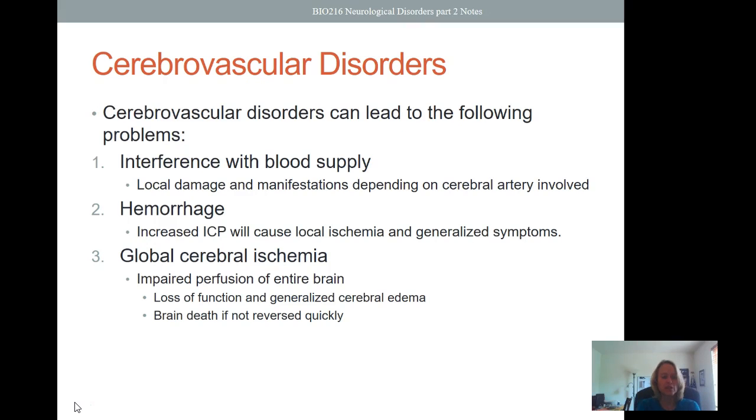Cerebrovascular disorders can lead to problems with blood supply, and this can cause local damage and manifestations related to which cerebral artery is involved. It can also cause hemorrhage, and that can lead to an increase in intracranial pressure, local ischemia, and generalized symptoms. Global cerebral ischemia is when we have impaired perfusion of the entire brain, and this leads to a loss of function and generalized cerebral edema. This quickly leads to brain death if not reversed.